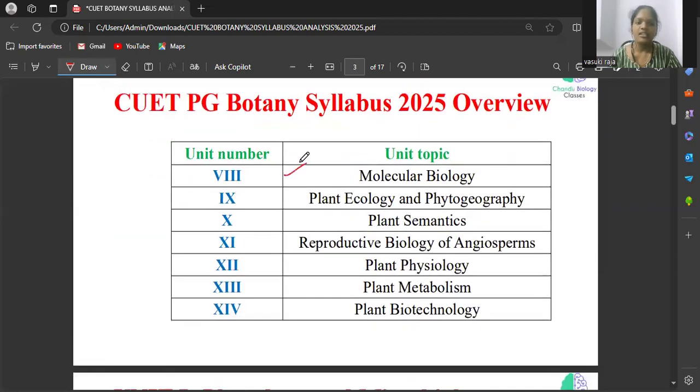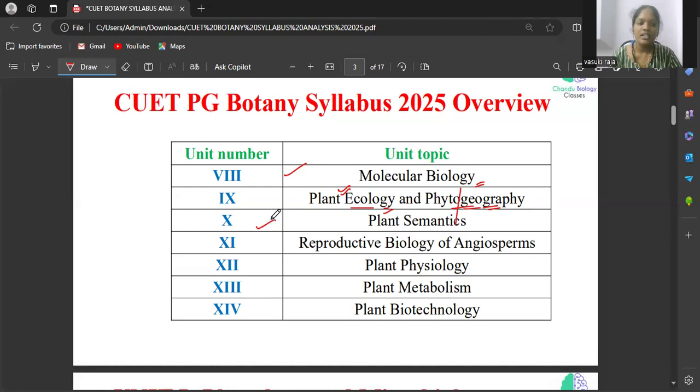Unit 8 is related to molecular biology. Molecular biology is dealt with in both zoology and botany, but there will be some difference in how we approach this unit in each. In unit 9, we have plant ecology and phytogeography. Ecology is common to both botany and zoology, but here we are specifically focusing on plant ecology. Phyto means plant, and geography relates to the geographical area to which a plant is endemic.